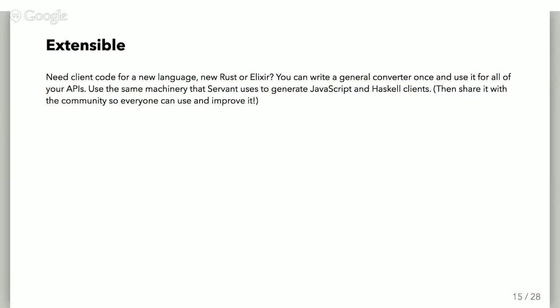Also, this means that if I work on my Ruby thing and it turns out to be pretty decent, the rest of the community that has Servant APIs automatically gets a robust Ruby client for free. They did nothing. They just add a new dependency, they'll get the whole Ruby client.